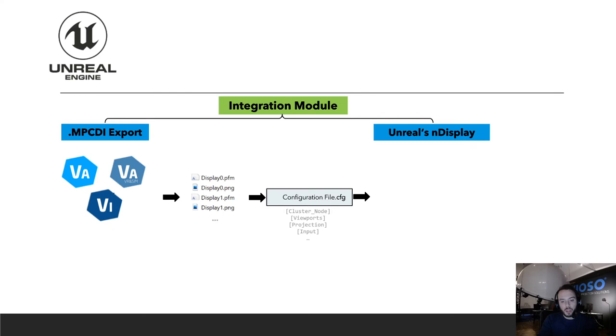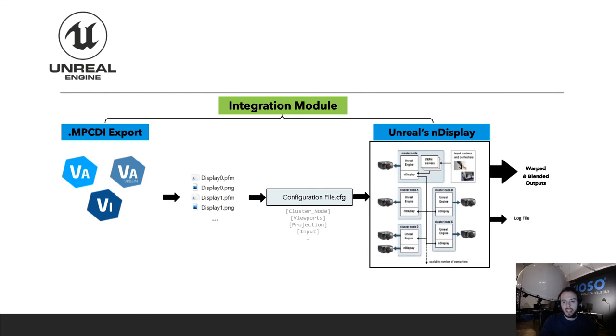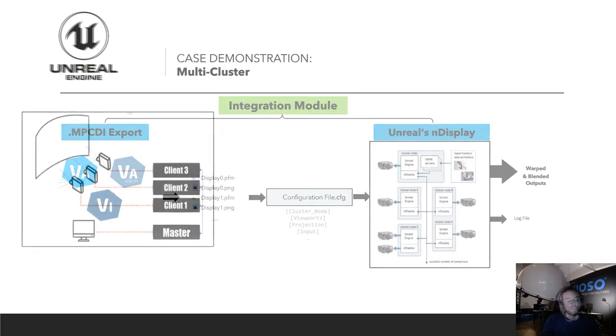This is fed to a configuration file for nDisplay. This is the same as for Unity. This is where you would specify the paths, the clusters, the nodes, the inputs. And then all of this is fed into Unreal's nDisplay plugin. This plugin is really powerful. It runs on single machines, multiple clusters. It can synchronize single GPUs, multiple GPUs, supports tracking systems, so it's really great to use. And by integrating the MPCDI export from our software, we are able to directly get our application running with the warp and blend.